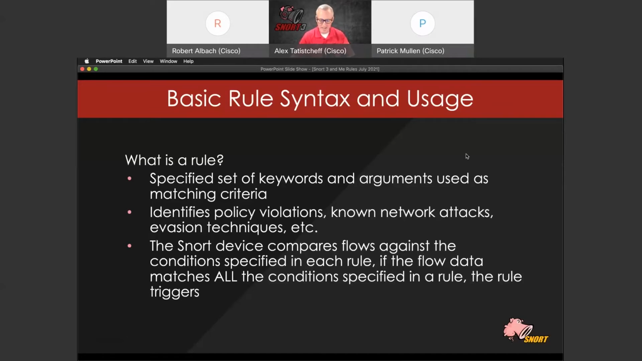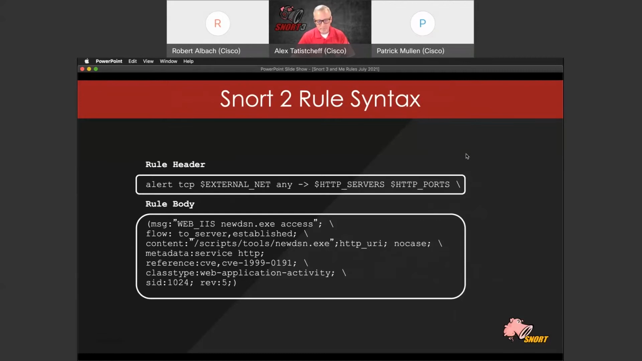So signatures actually ends up being a little bit easier way to understand what we're talking about. We're talking about Snort rules versus firewall rules. But all right, so my little soapbox there.